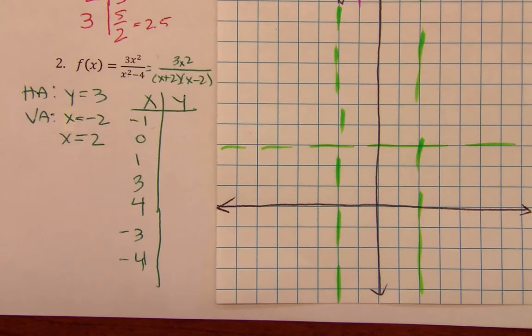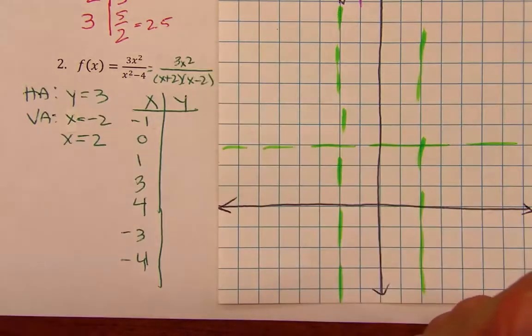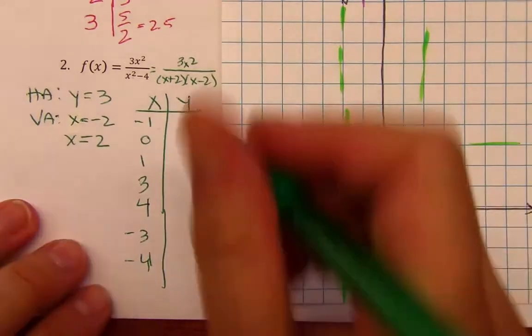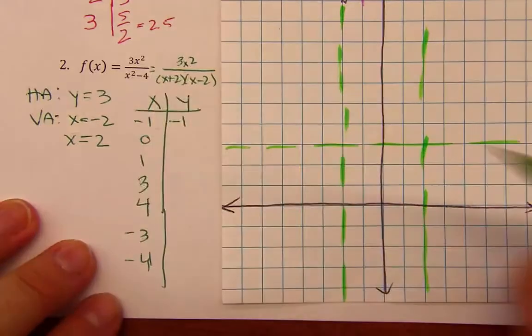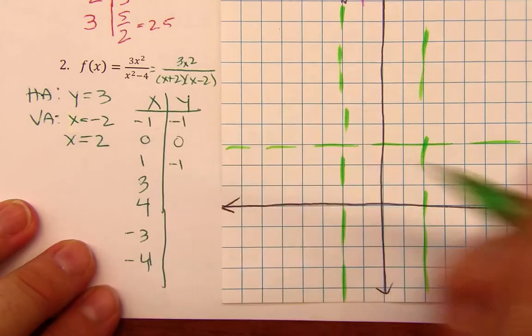Now, I'm not going to take the time to show you each and every one of these values plugged in because I know that you're able to plug points in here. So I'm just going to tell you what these values are. Plugging in negative 1, I get negative 1. Plugging in 0, I get 0. Plugging in 1, I get negative 1.